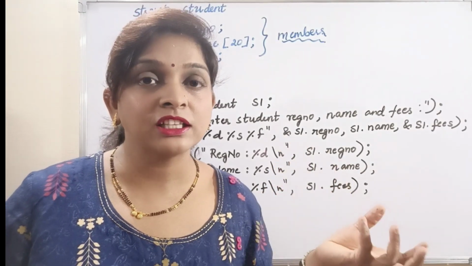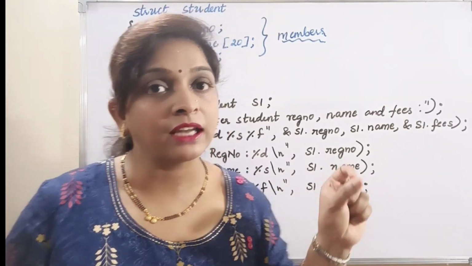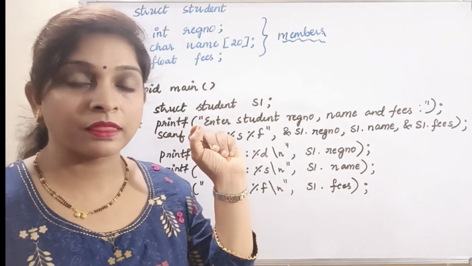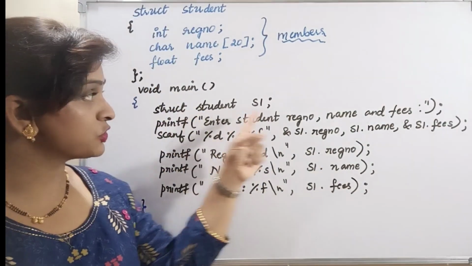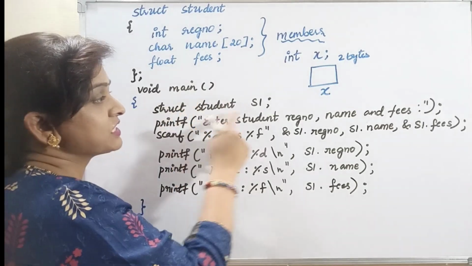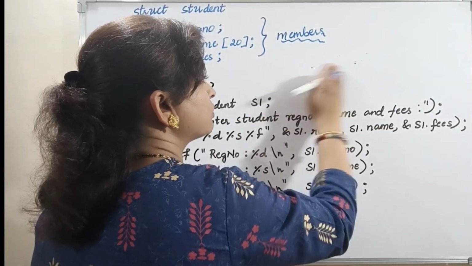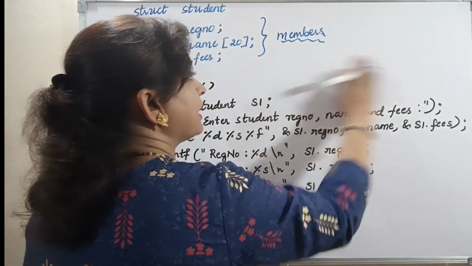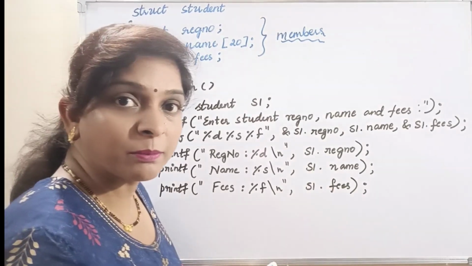So when I say structure, the so-called user-defined data type, the user-defined data type will be student. Using that data type, I create variables. That is structure declaration. This is structure definition and this is structure declaration. As soon as the compiler encounters this structure variable declaration, it is going to allocate the memory for that.